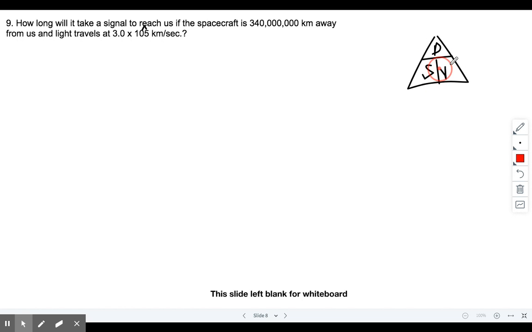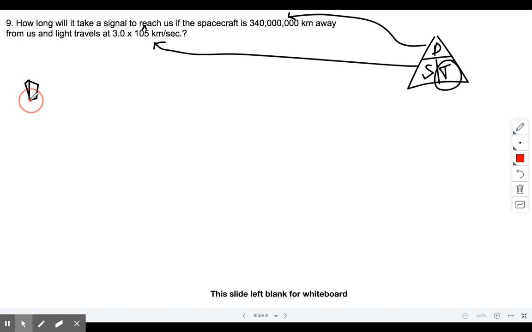We have the distance of how far away that spacecraft is from us. Okay, we have the speed of light. Okay, we want to know how long it's going to take. So we're looking for time on this one. So it's distance over speed. So follow your formula, distance over speed right there.